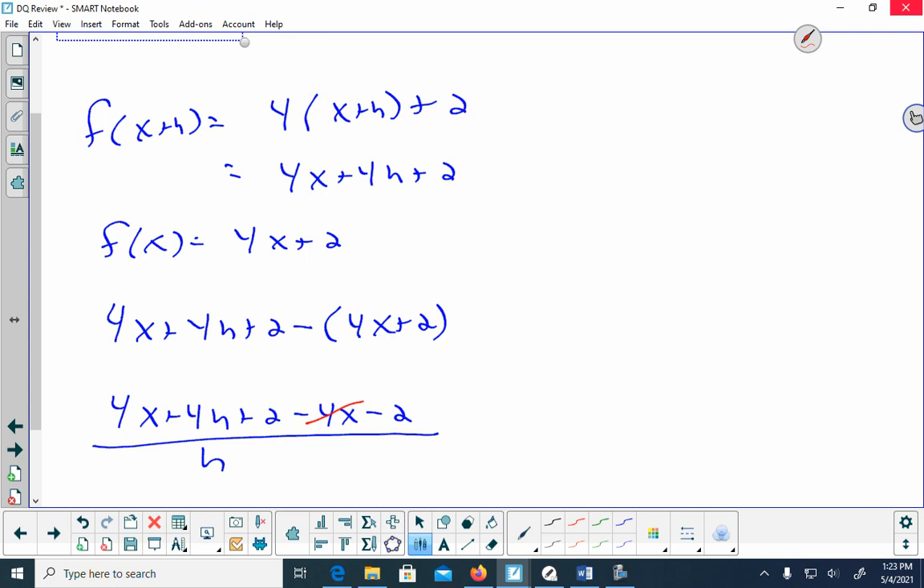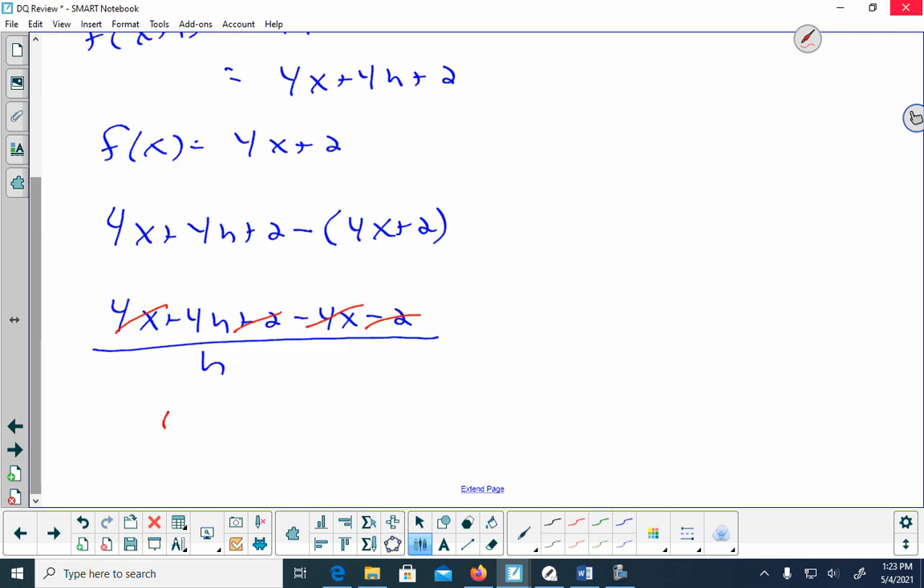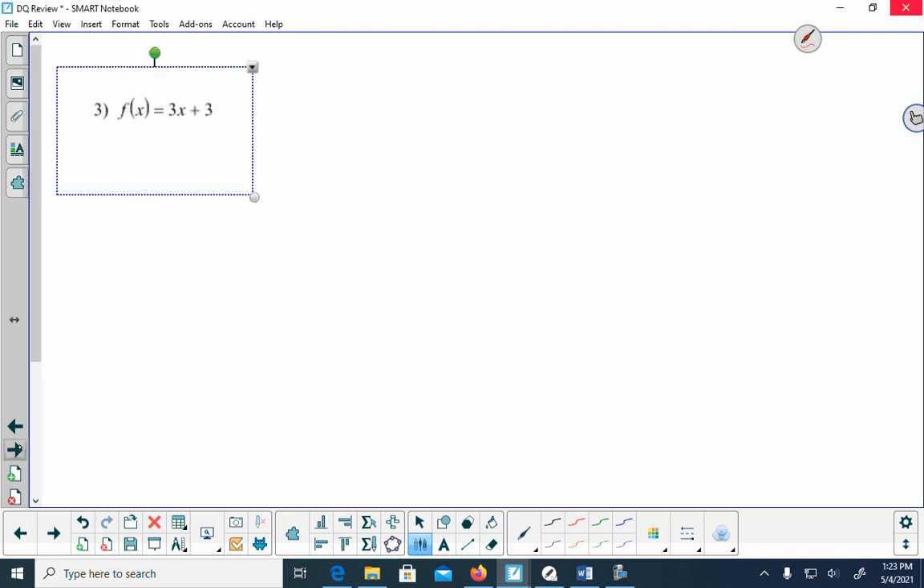The 4x's will simplify, and the 2 and the negative 2 will simplify, and I'm left with 4h over h. The h's simplify, and my final answer is 4. Remember, I can't cross out that h until I just have one thing, or h is a factor.